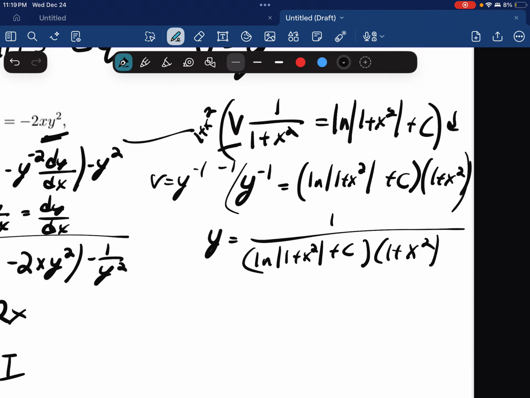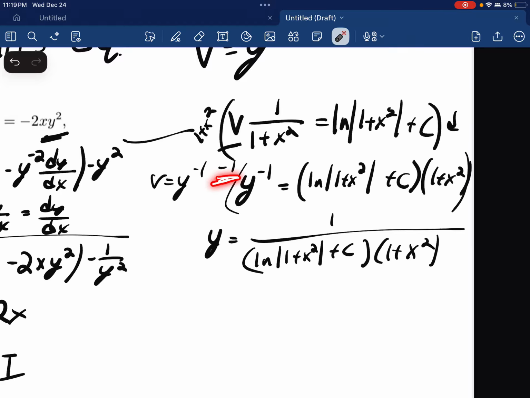Because remember, when we raise something to the negative 1 here, using our exponent rules, we know it just kind of cancels out and becomes y to the 1. But here, it just flips everything.